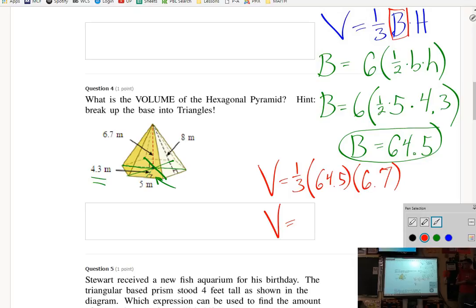This is easier if you do 64.5 times the 6.7. Get that answer, then divide by 3. What'd you get, Brady? 144.05. Yep, this comes out to be 144.05.